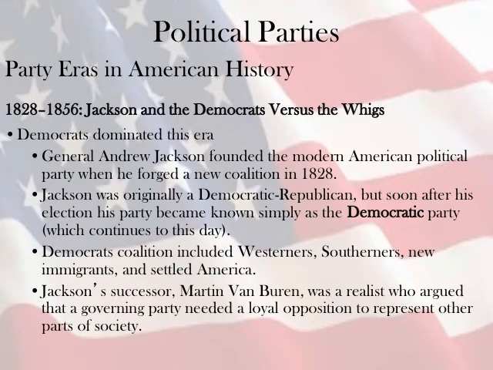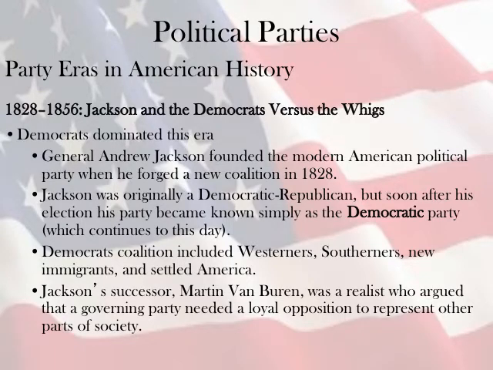In 1828 to 1856, though, it was Jackson and the Democrats versus the Whigs. Democrats dominated this era, and General Andrew Jackson founded the modern American political party when he forged a new coalition in 1828. Jackson was originally a Democratic-Republican, but soon after his election, his party became known simply as the Democratic Party, which continues to this very day. The Democrats' coalition included Westerners, Southerners, new immigrants, and settled America.